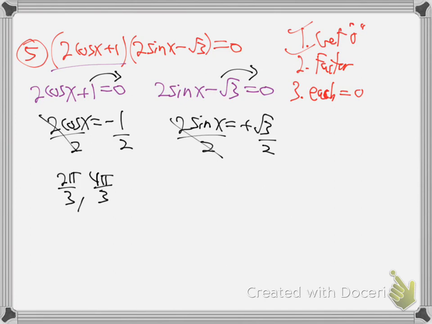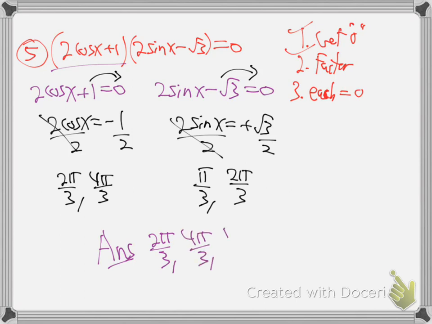And then the other, where's sine square root of 3 over 2? That would be pi over 3, and 2 pi over 3 again, I think, right? Yeah, on the unit circle. So really we have a repeat on 2 pi over 3. So our answer, do we need to put all 4 answers or can we put just 3? Yeah, any order, just list the 3 different answers. Any order. There we go.